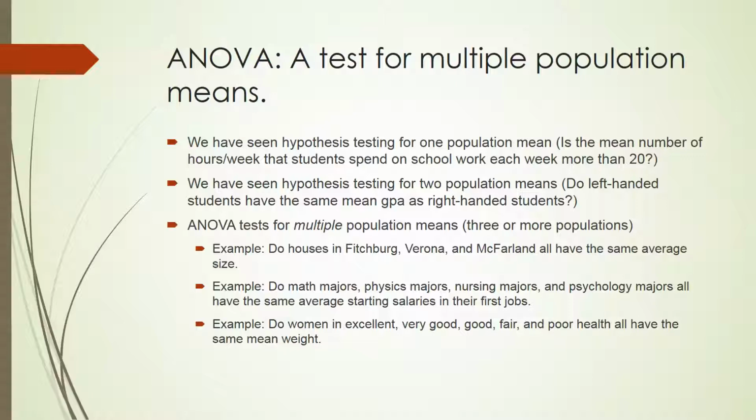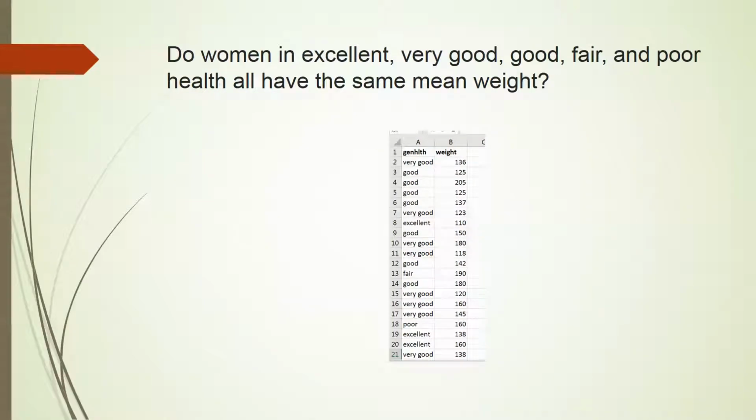So do houses in Fitchburg, Verona, and McFarland all have the same average size? Do math majors, physics majors, nursing majors, and psychology majors all have the same average starting salaries in their first jobs? Do women in excellent, very good, good, fair, and poor health all have the same average weight? So we'll focus on that one. And the basic data that we get from our health data looks something like this. And we see that women can be in various states of health and have various weights.